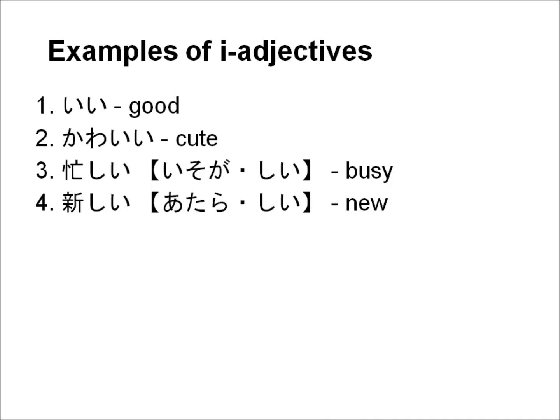Here are some examples of i-adjectives. いい、かわいい、忙しい、新しい. As you can see, they all end in i.